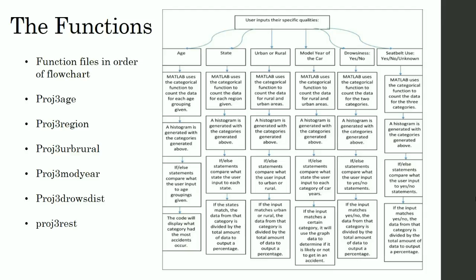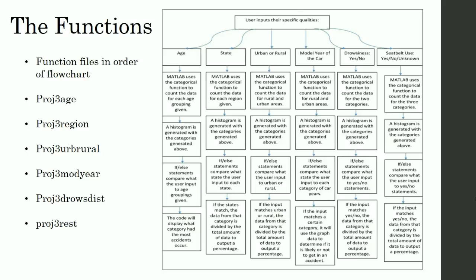proj3age acquires data on accidents per age group, then determines the chance of the user being in a fatal accident based on their input age. proj3region determines the number of accidents per state and tells the user what chance of being in a fatal accident they have. proj3urb-rural tells the user whether more accidents occur in urban or rural locations based on the data.